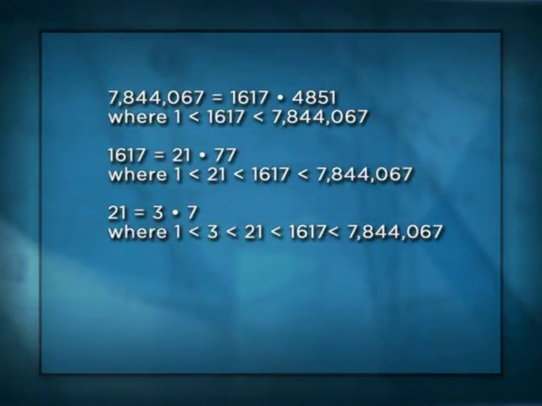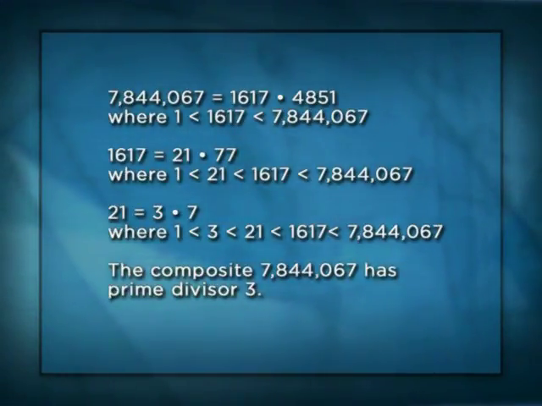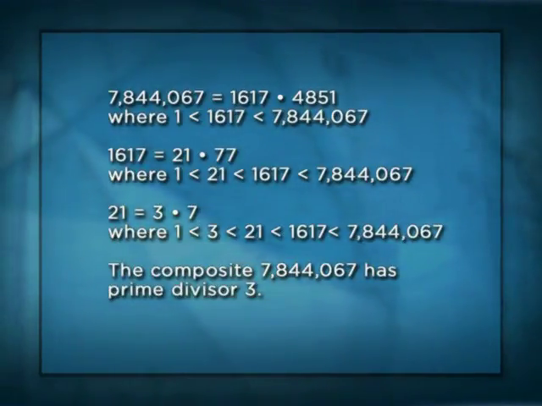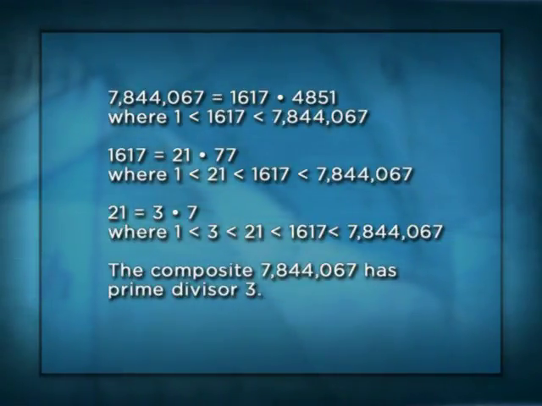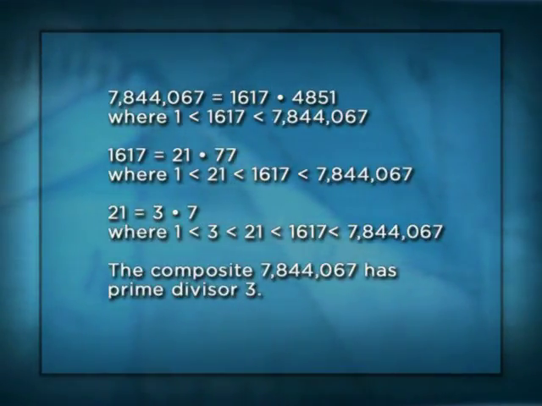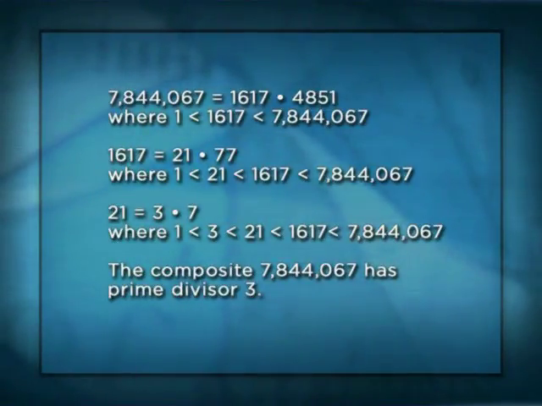3 can't be further broken down. Why not? It's a prime. And what Euclid's argument showed was this always has to happen with any composite. As you come down the chain, the process stops, you got the prime divisor. And that's what he claimed. Any composite number has a prime divisor. 7,844,067 has the prime divisor of 3. So that's a major result.